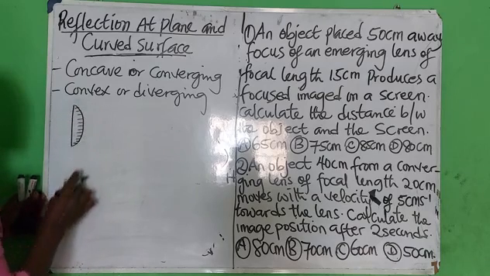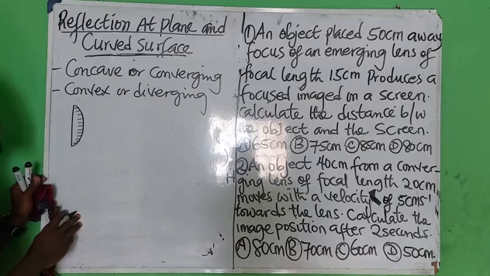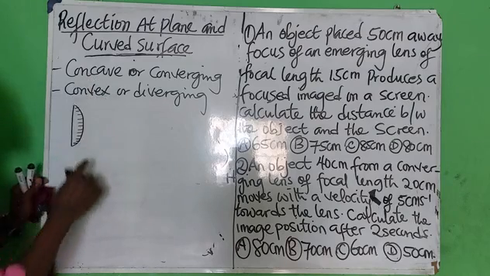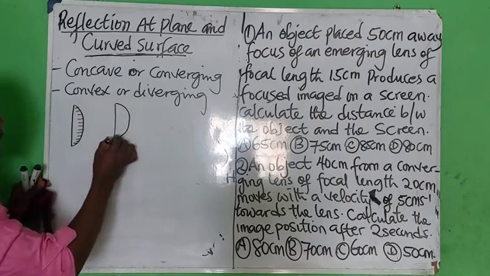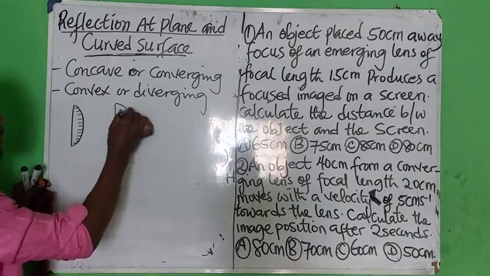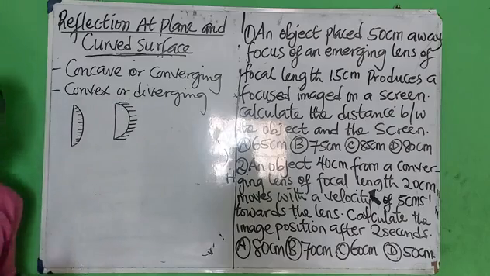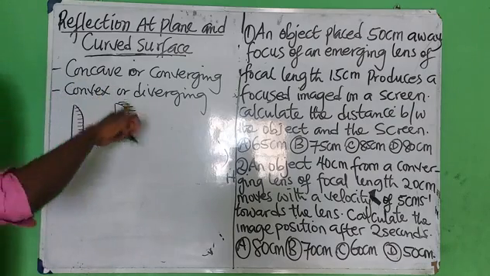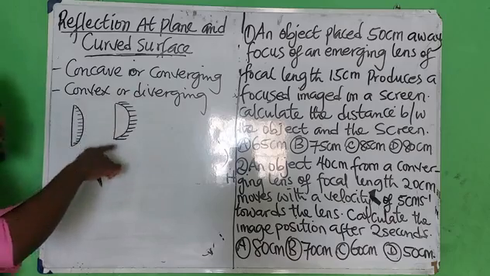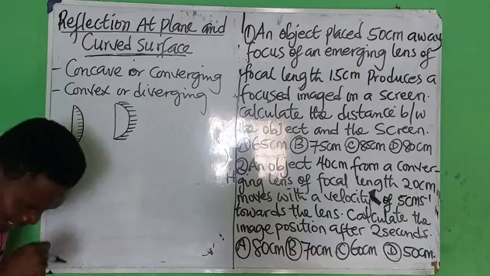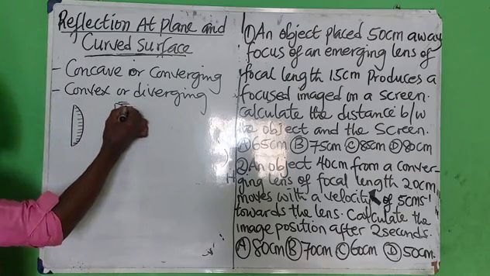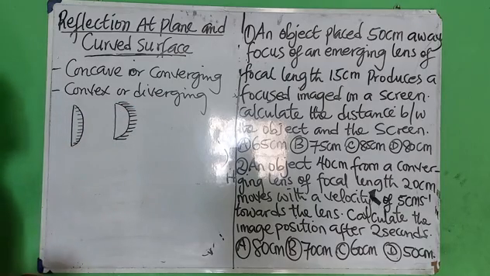The inside surface of the mirror is coated. That is a concave mirror. But as for the convex mirror, the outer surface of the mirror is coated. So a convex mirror is coated outside, but a concave mirror is coated inside. Please take note of that.